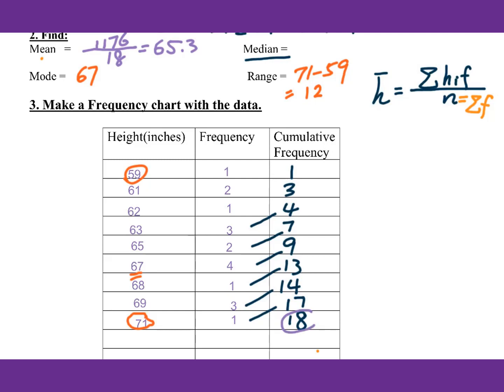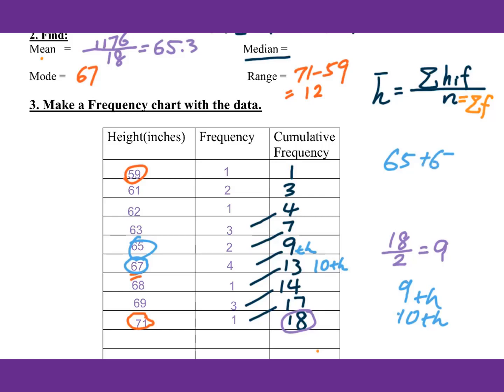For the median, altogether we have 18 data. 18 divided by 2, you will get 9. That means you have two numbers, the 9th and 10th, as the middle numbers. How do you get that? Go here. This is the 9th data. The 10th data will be 67. Therefore, we do 65 plus 67 divided by 2. You will get 66. So the median is 66.